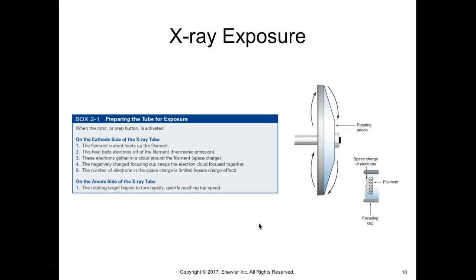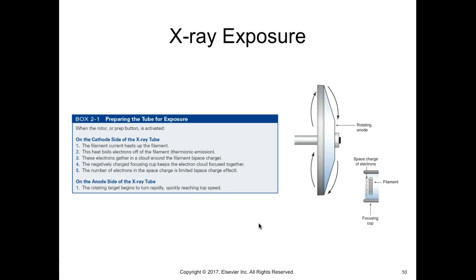So how does this work? Prepping the tube for exposure. When the rotor or prep button is activated, this is everything that's going to happen. On the cathode side of the X-ray tube, the filament current heats up the filament. The heat boils electrons off the filament, which is called thermionic emission. The electrons gather in a cloud around the filament called space charge.